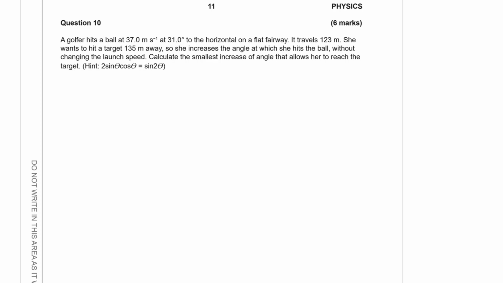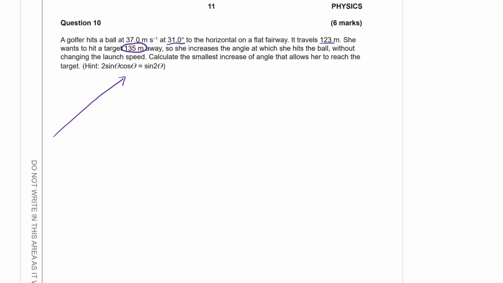Okay, so for question 10, it's a little bit more involved, but it's definitely achievable. You've got a ball that's being hit at 37 meters a second, and they tried it with an angle of 31 degrees, and it made it 123 meters. But they want to hit a target 135 meters away horizontally. So what you want to do is increase the angle to reach that far.